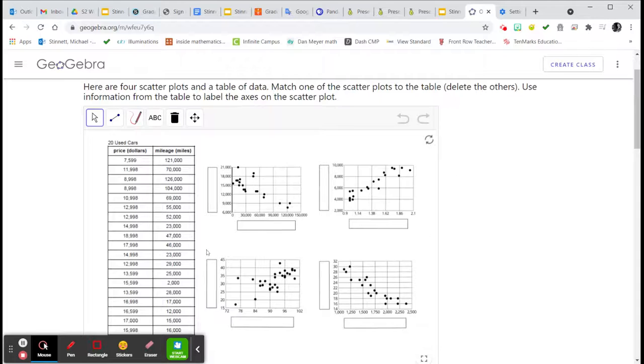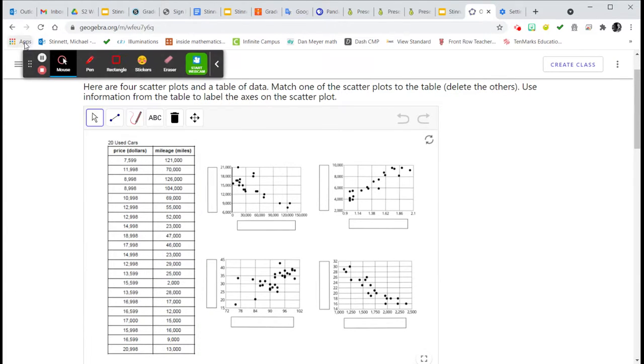So for your activity, you're going to be given four graphs that you can see here, and then you're going to be given a table, okay? And obviously there'll be different tables than here, but they'll be the same graphs, okay? Or a different table. So what you're going to need to do is match one of these four graphs with this table.